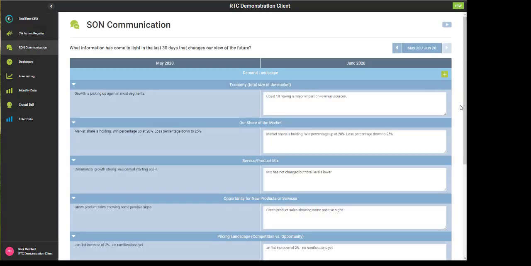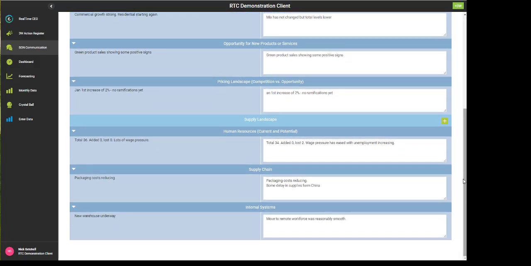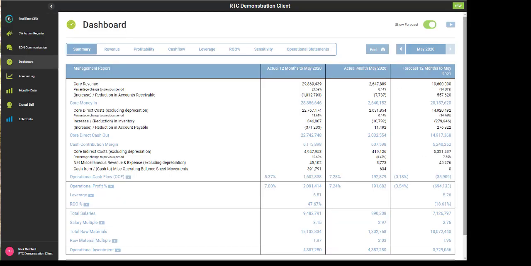Sun communication is a module that houses the key elements of discussion about how our strategic landscape is changing, and we challenge what's changing in terms of our demand landscape, and we challenge what's changing in terms of our supply landscape. Once we have true context of what's happening around and ahead of our business, it's time to look at the numbers. The raw data that RealTime CEO uses to do these calculations is stock standard financial income statement and balance sheet data from your general ledger, and that is imported electronically and then presents in the dashboard.